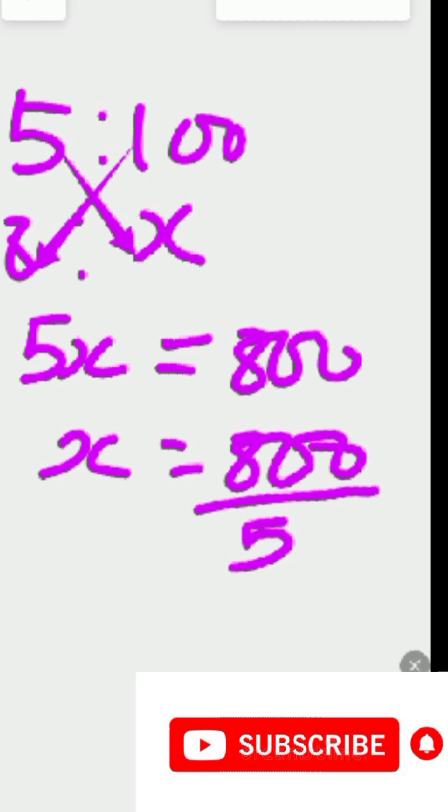When you divide 800 by 5, what do you get? Pause this video and divide 800 by 5 and check the answer with mine. So the answer is 160. So the answer will become 160 chairs. That's what 8 workers will make.